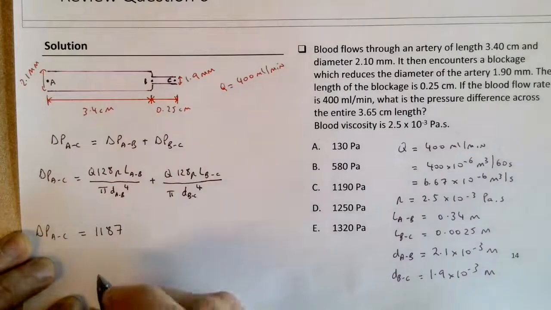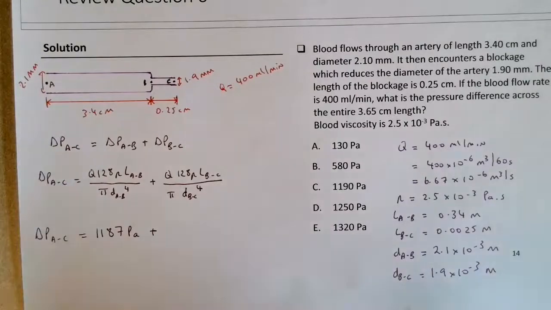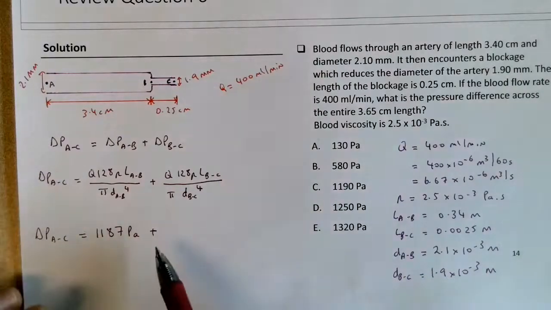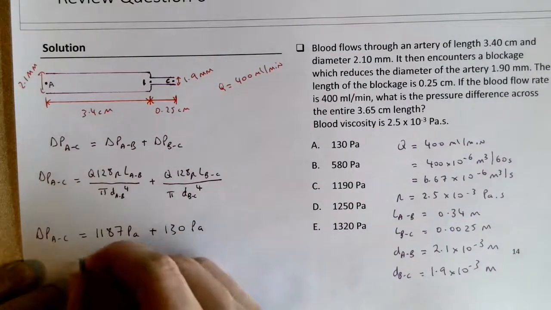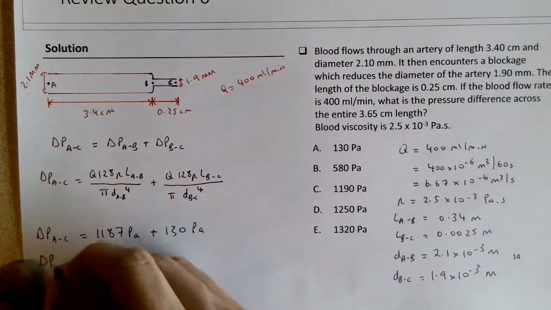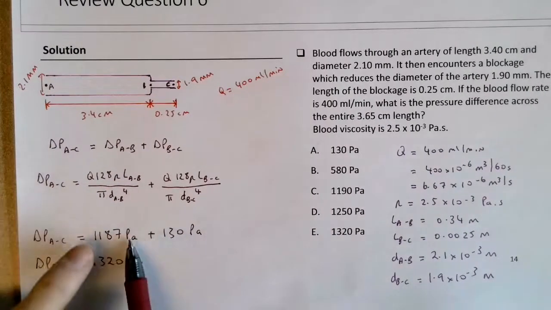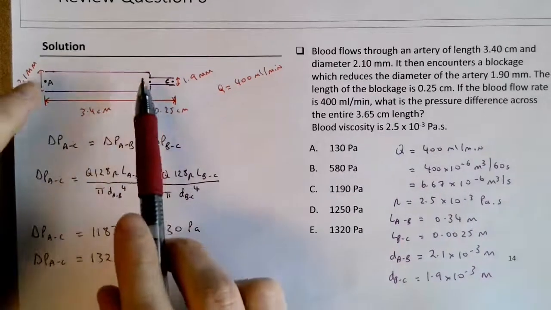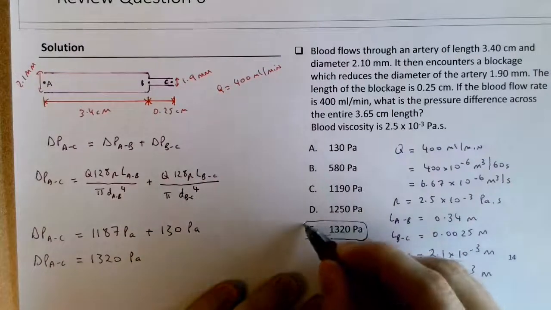So this I end up getting 1187 pascals. And the pressure difference across the much smaller length, the diameter differences are not significant, even though they're raised to the 4. I believe that the length is playing a significant role here, and this gives me 130. So the sum of these two gives me 1320. So that's the entire pressure difference across the entire 3.65 centimeter length, the individual pieces, the healthy non-blocked portion plus the delta P across the blocked portion. So that should give you choice E as the correct answer.